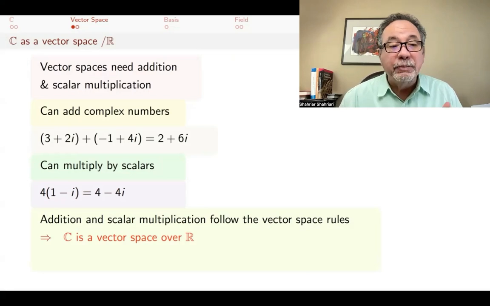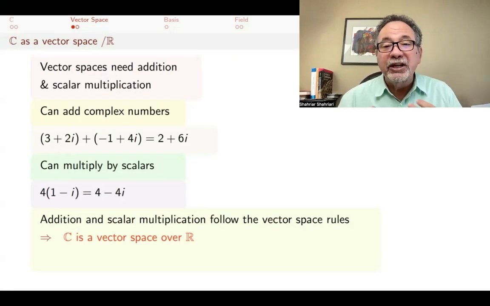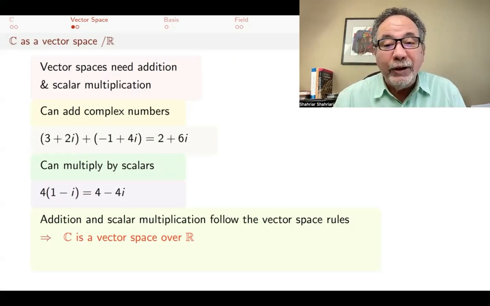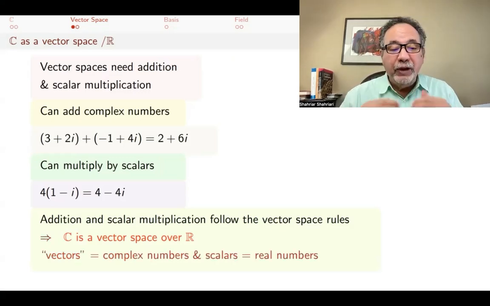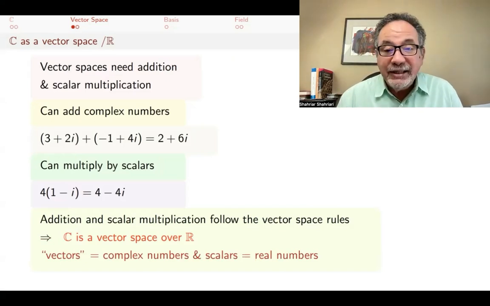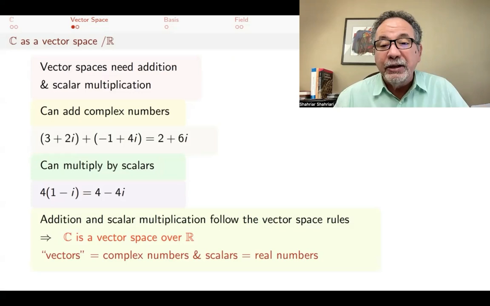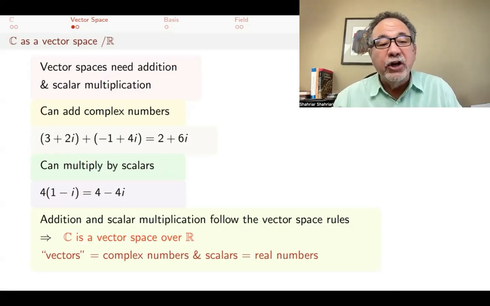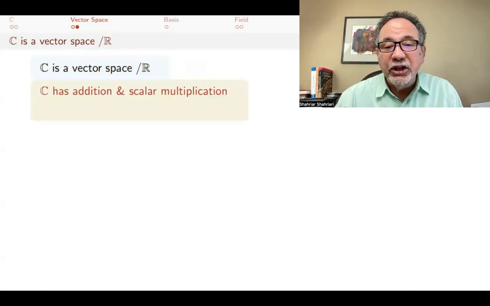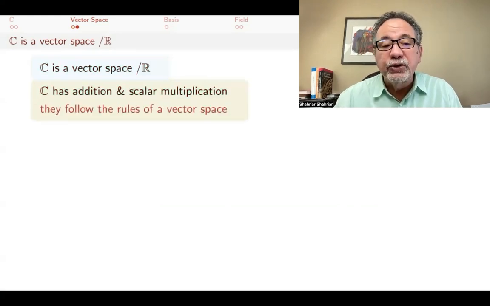And being a vector space means that you have an addition and scalar multiplication and they follow certain rules. The rules are silly, actually, but they happen to be quite profound, much more than you think they are. Whenever you have a vector space, the elements of that set are called vectors. So in this case, the vectors are complex numbers. Complex numbers are actually vectors, and the scalars are real numbers, as I've been saying. C is a vector space over R. It has addition and scalar multiplication, and they follow the rules of a vector space.